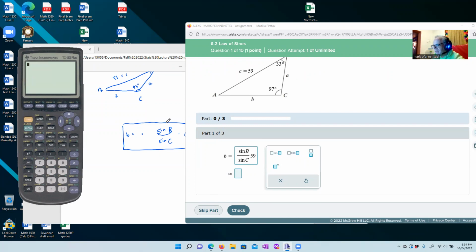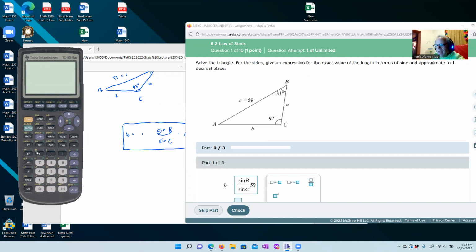So we'll say we have the sine of 33 degrees divided by, don't forget your parentheses, divided by the sine of 97 degrees. And this is going to be times, not plus, times 59.